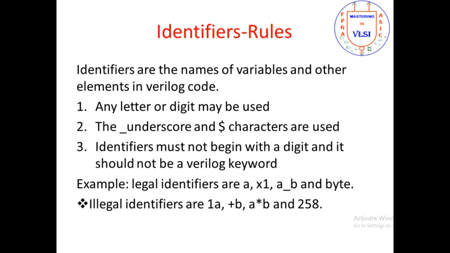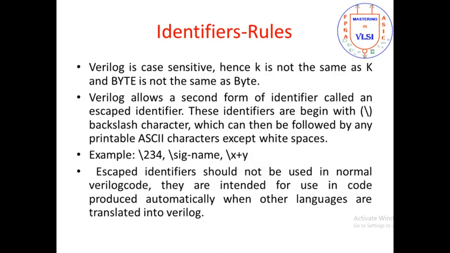Example, legal identifiers are a, x1, a_b and byte. But an identifier should not start with a number or contain operators, like a*b, or be only numbers. Some other rules: Verilog is case sensitive, hence small k is not the same as capital K, and a capital Byte is not the same as byte.